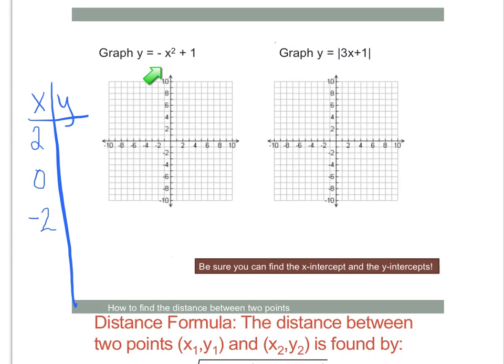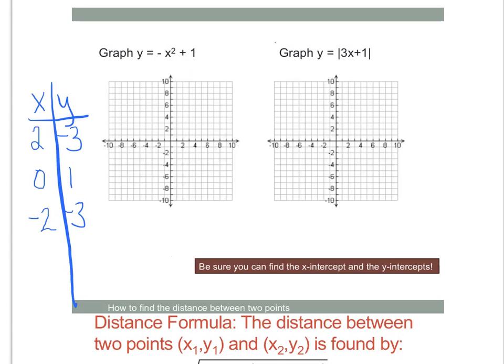Okay, so when x is 2, I'm putting this into my original equation. So if x is 2, this is 2 squared, so -4 plus 1, so y would be -3, right? If x is 0, this term goes away, and I just get 1. So 0, 1. And if x is -2, -2 squared is 4, and then so I have -4 plus 1, so I have -3. So let me plot those 3 points.